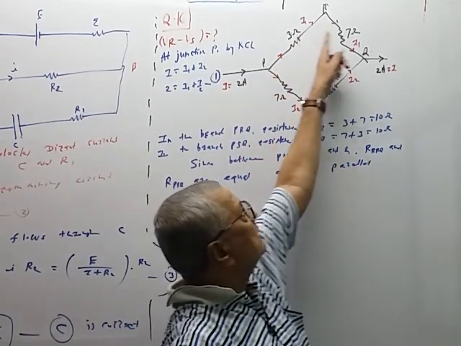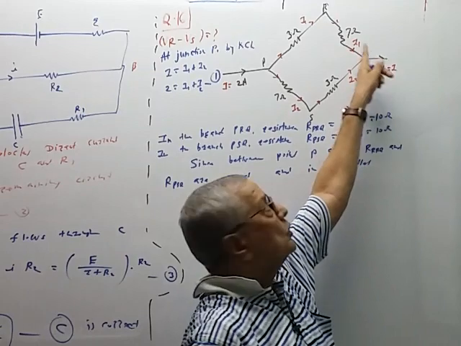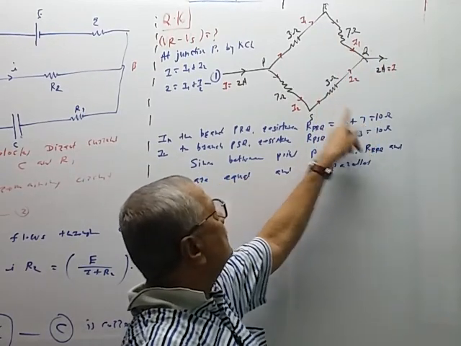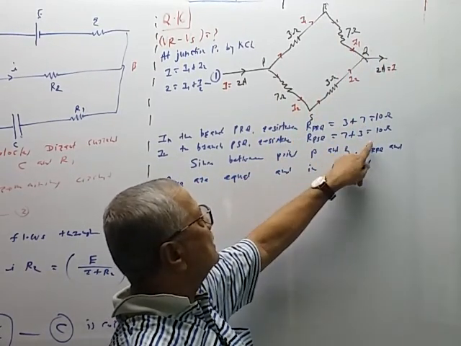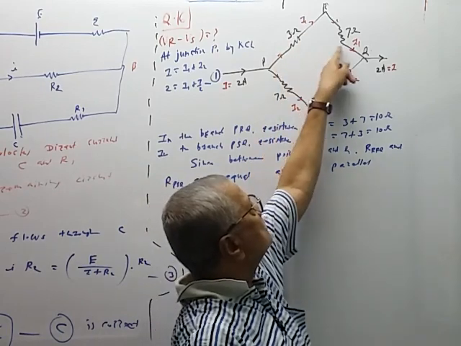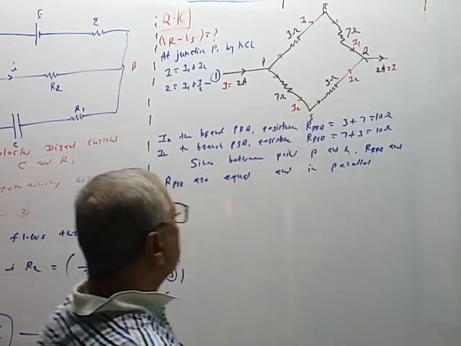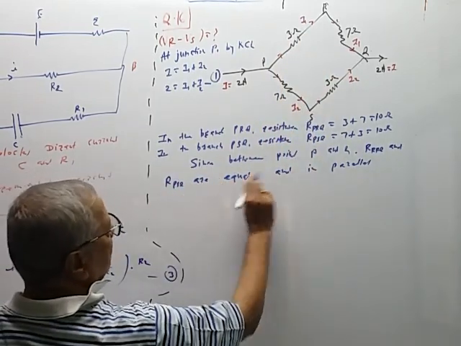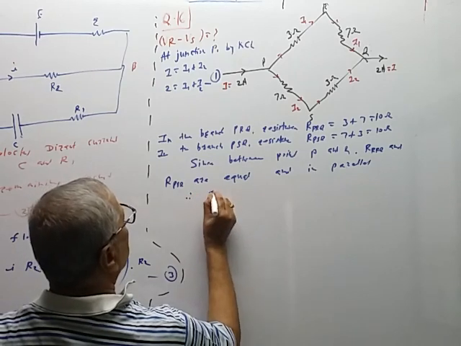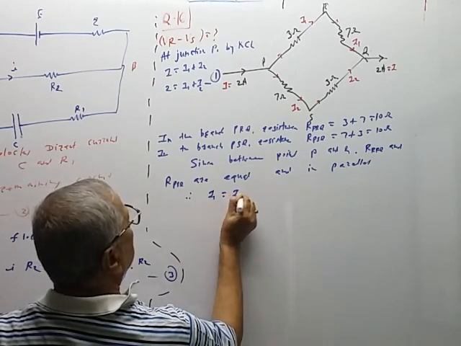3 plus 7 is equal to 10, and this one is also in series, 7 plus 3, 10. So this total resistance is 10, this is also 10. So current will be divided equally, are equal and in parallel, and therefore I1 is equal to I2.